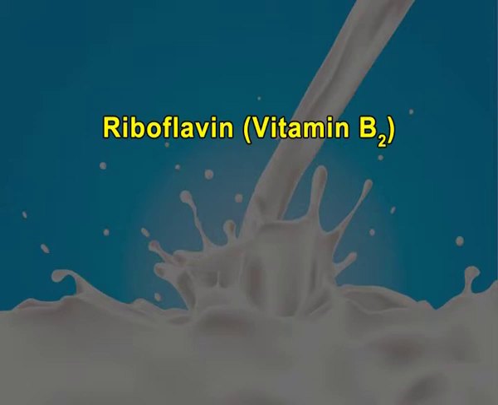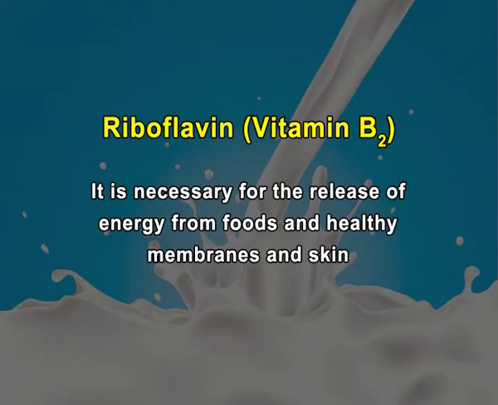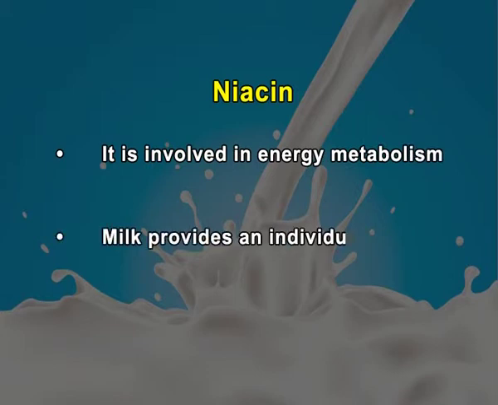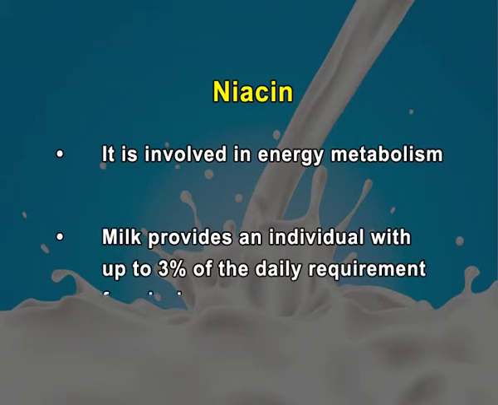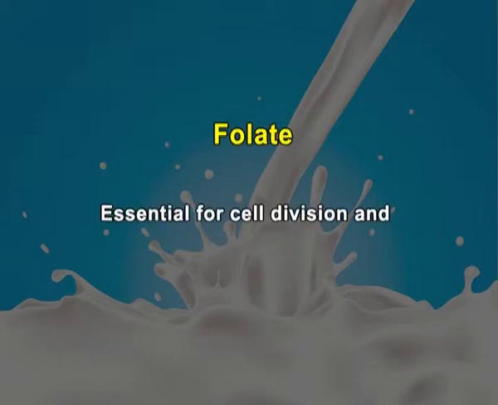Riboflavin or vitamin B2 is necessary for the release of energy from foods and for healthy membranes and skin. Riboflavin is a water-soluble vitamin and is not stored in the body, and any excess amounts are excreted unchanged in the urine. Niacin is involved in energy metabolism. Milk provides an individual with up to 3% of daily requirement of niacin. Folate is an important vitamin essential for cell division and correct development of the tissues.